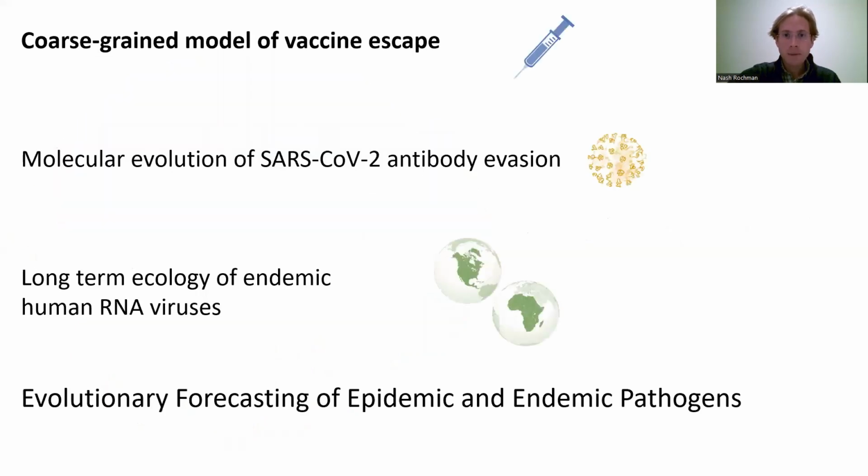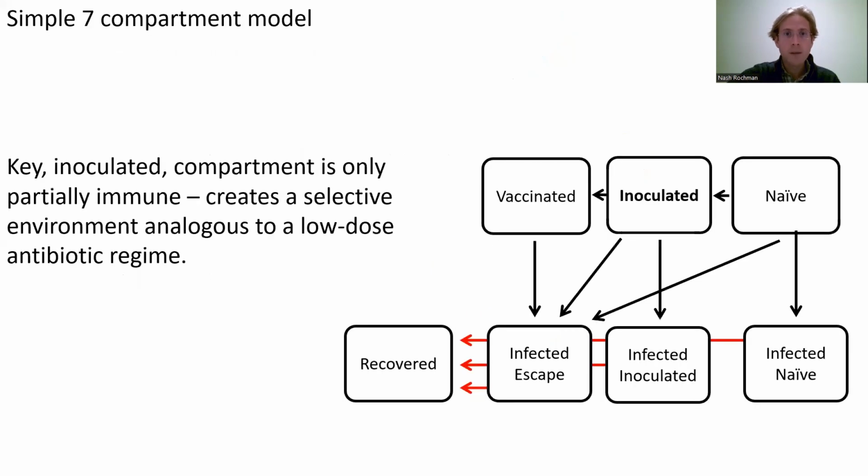I'll discuss three topics: a coarse-grained model of vaccine escape, the molecular evolution of SARS-CoV-2 antibody evasion, and a global picture of endemic human RNA virus ecology, all leading to my proposed goal of evolutionary forecasting of endemic and epidemic pathogens. Consider a simple compartment model with one key population representing inoculated hosts.